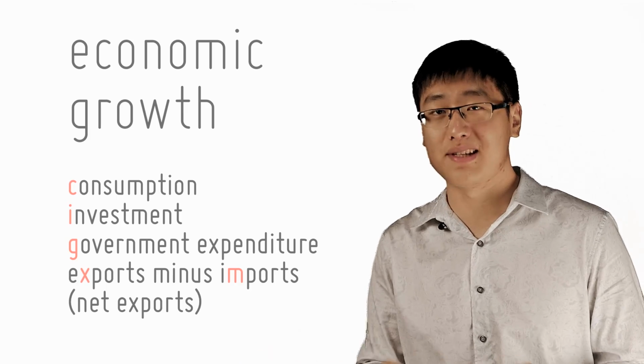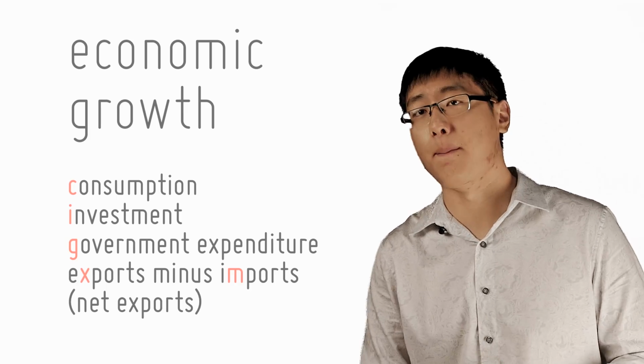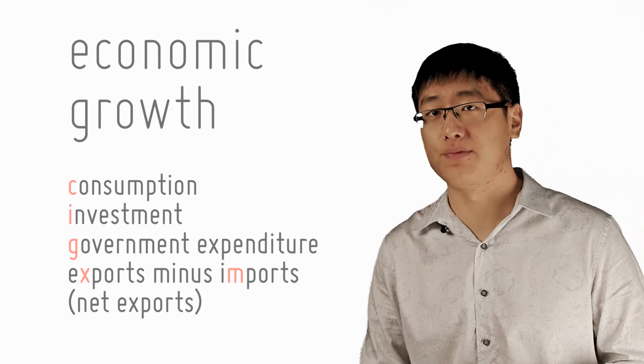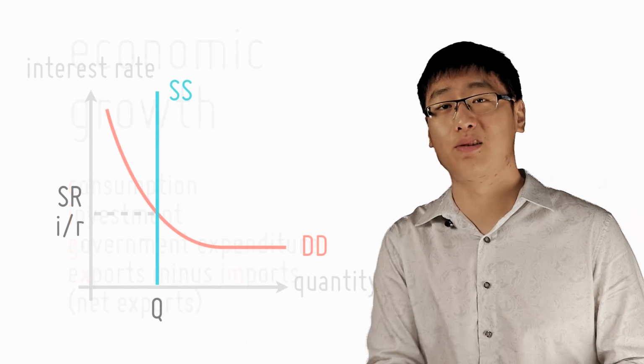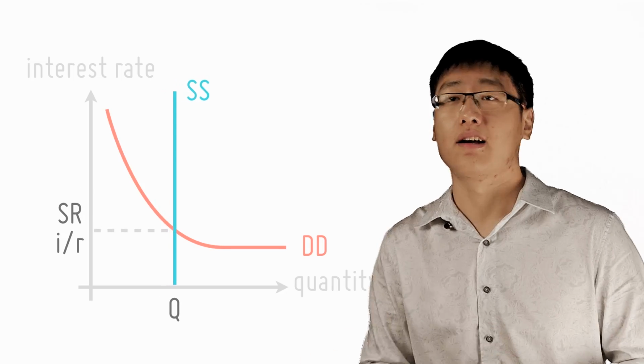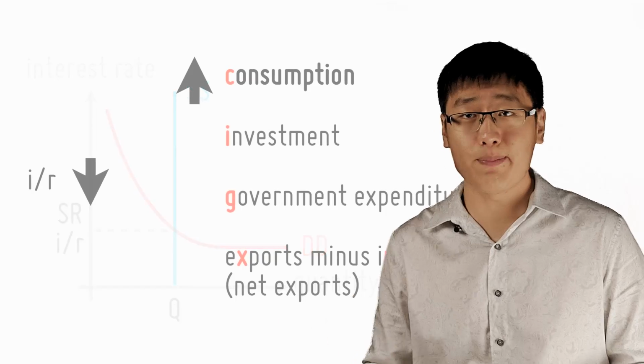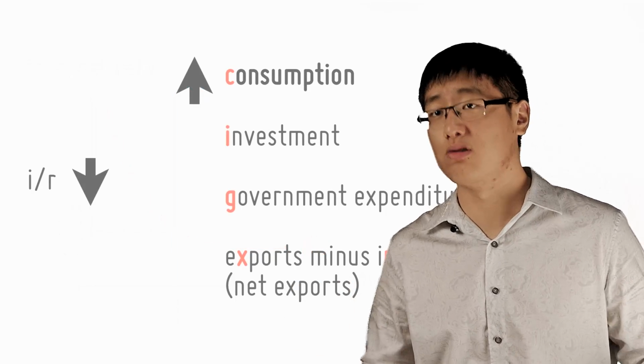Since AD equals C plus I plus G plus X minus M, and we have analyzed what happens to each of these components in turn, let's combine the effects. So suppose interest rates decrease because money supply shifted to the right. Consumption increases because durables become cheaper, both when you borrow money and when you use savings.